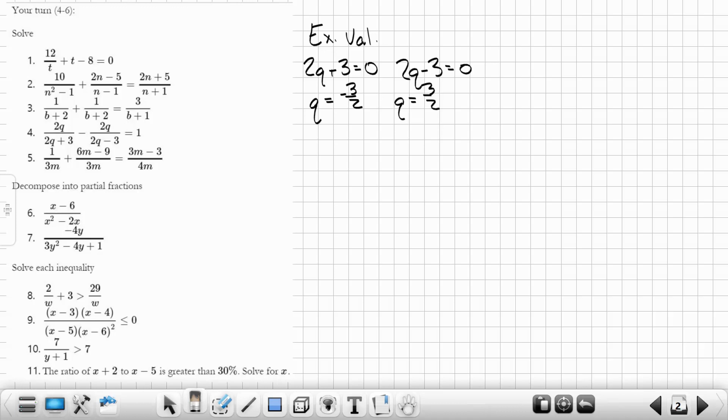So I have 2q over 2q plus 3 minus 2q over 2q minus 3 equals 1. So those denominators don't match, so my common denominator is going to be 2q plus 3 times 2q minus 3.